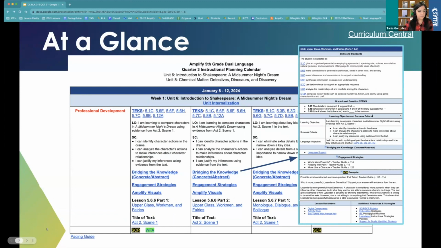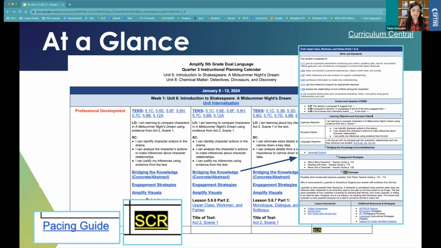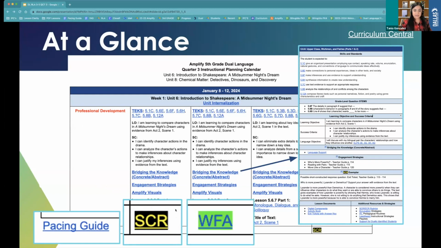We're going to look at something new called the Amplify Visuals. Also, remember that at the very bottom of the IPC, you will find the pacing guide and the SER and ECR links. But now we have a different link that looks green, and these will be the weekly formative assessments. Pretty sure that most of us know what Curriculum Central is. It's basically our one-stop shop for everything.